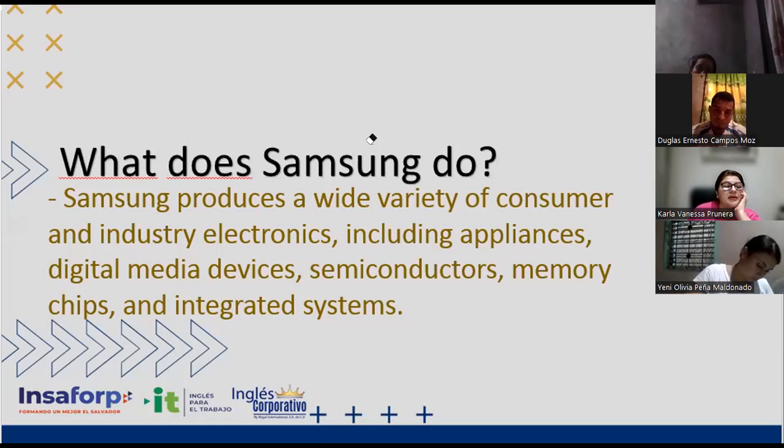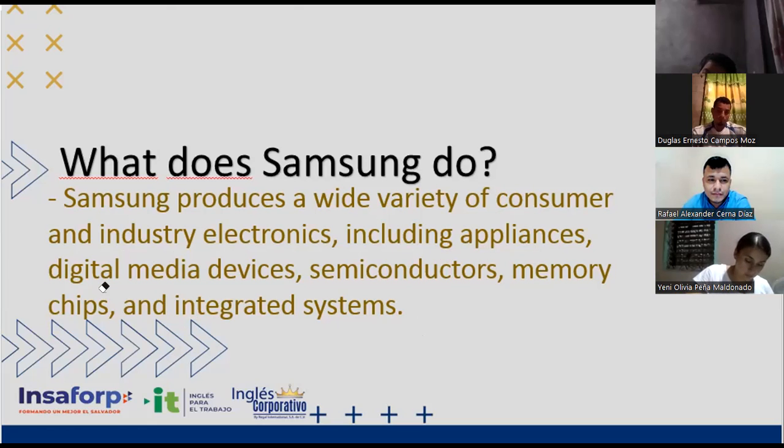Ok, but what does Samsung do? Vamos a utilizar el sujeto, el verbo y el complemento. Vamos a ver. Samsung produces a wide variety of consumer and industrial electronics, including appliances, digital media devices, semiconductors, memory chips, and integrated systems.